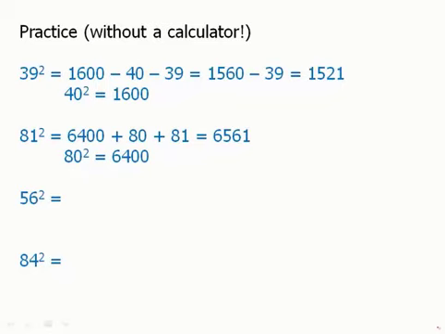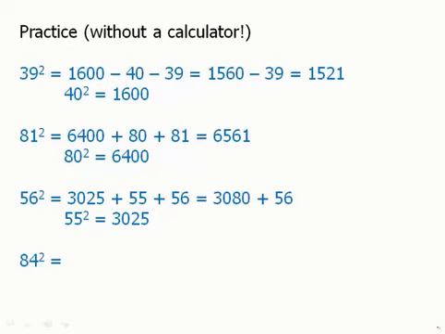56 squared. Well, we know 55 squared, so think about this. 55 is between 50 and 60. That's 5 and 6. 5 times 6 is 30. Put that in front of 25. 55 squared has to be 3025. And to this, we're going to add 55 and 56. Well, 25 plus 55 is 80. So that's 3080 plus 56. So we take 20 more, that will bring us to 3100, and we'll be left with 36. So it will be 3136. And that is 56 squared.